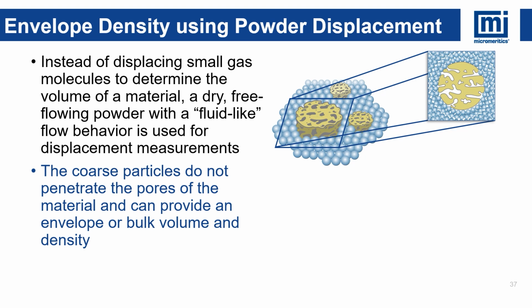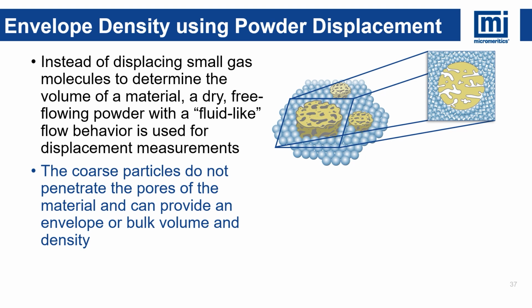So this gives us an envelope or a bulk volume that is used then to calculate an envelope or a bulk density. The difference between the envelope volume and the skeletal volume being the pores that the gas could fill, but that the powder could not.